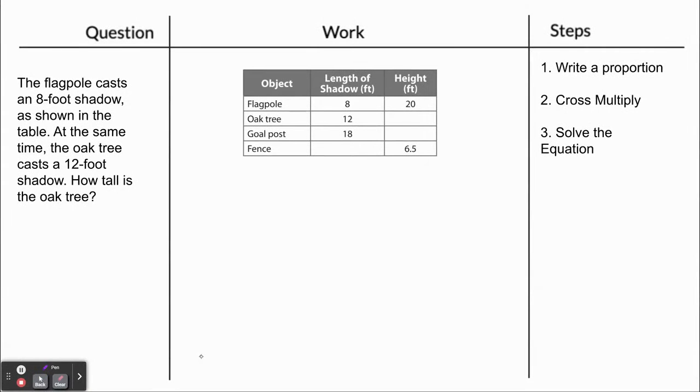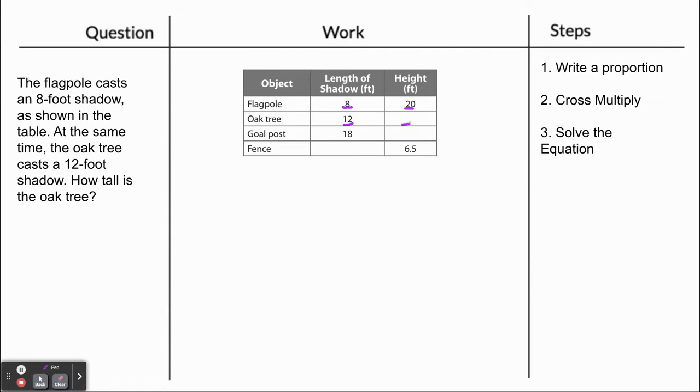The flagpole casts an 8-foot shadow, and we see that it is 20 feet tall. At the same time, the oak tree casts a 12-foot shadow, so we want to know how tall the oak tree is. So again, in this one, we're going to make sure to set up a proportion, and a couple things we've got to keep in mind, right?